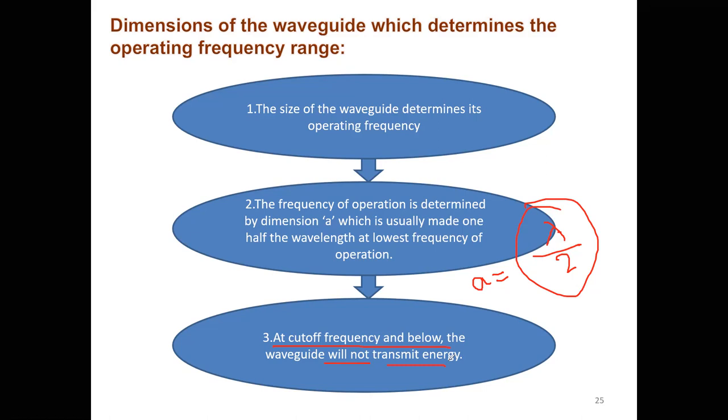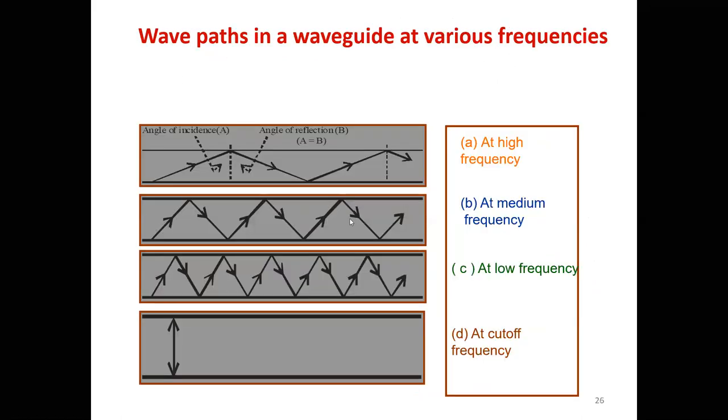At cutoff frequency and below, the waveguide will not transmit energy. So remember this. See this: angle of incidence at high frequency, angle of incidence, angle of reflection, at medium frequency, at low frequency, at cutoff frequency. So no signal will pass at low frequency or cutoff. At medium and high frequency, this kind of thing will happen. The microwave will bounce back like this.